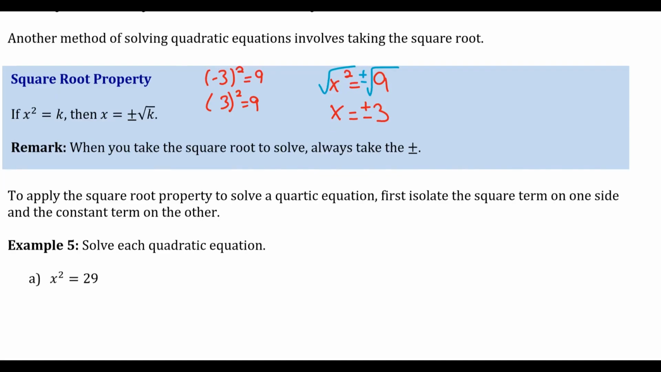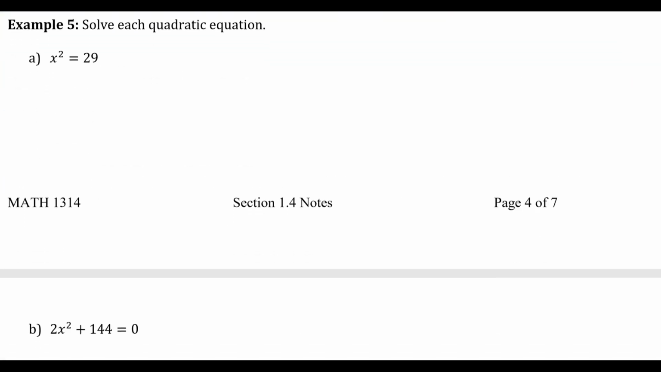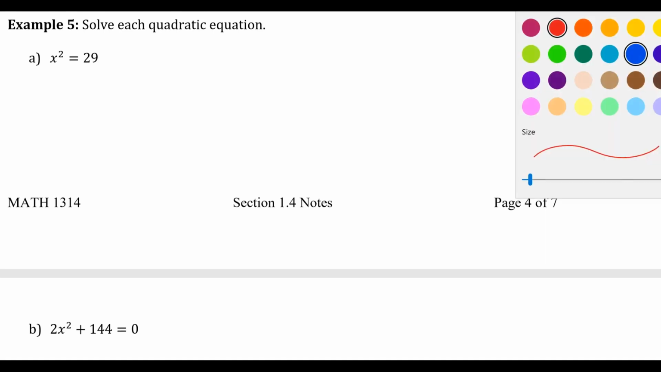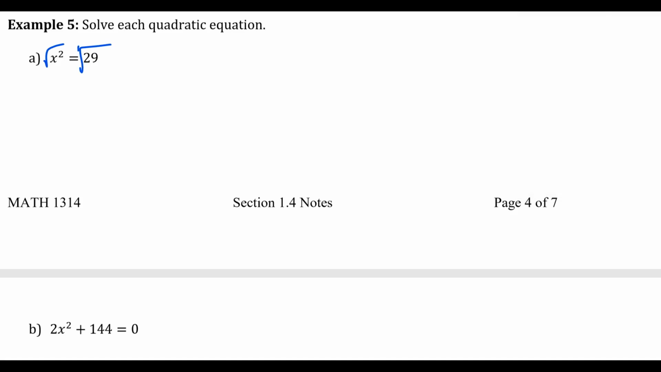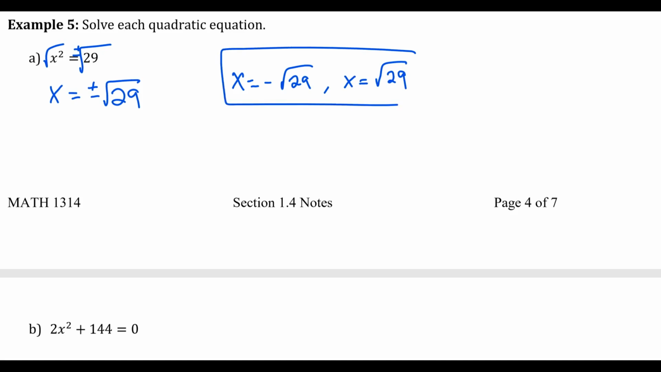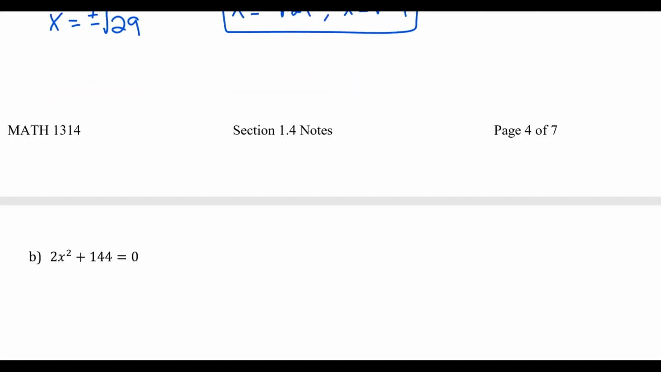So let's try some examples of this. First we have x squared is equal to 29. On this one, I'm just going to take the square root of both sides, but I have to remember to take the plus or minus. So this leaves me with x is equal to positive or negative square root of 29. Now, if possible, I would really like to simplify that. 29 doesn't simplify. So x is equal to negative square root of 29, as well as x is equal to the positive square root of 29. So I still have those two answers because I'm working with an x squared in my problem. And there they are.